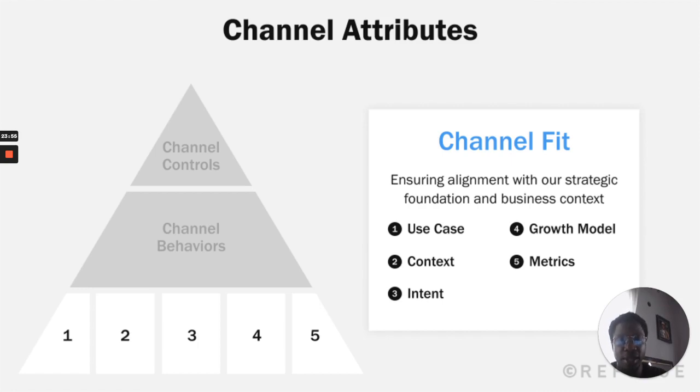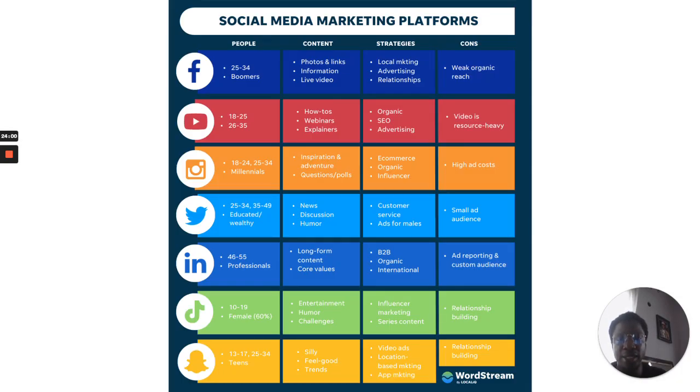So context is the next thing you want to look at, and by context, you are looking at content and strategy. Let's use young to middle age as an example. Context with them means, what are they doing on this channel? On Facebook, there's live video, information, photos and links. On YouTube, you have maybe explainers, webinars, and how-tos. And on Instagram, maybe there are questions and polls, inspiration and adventure.